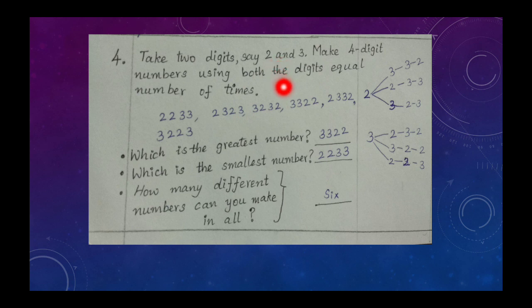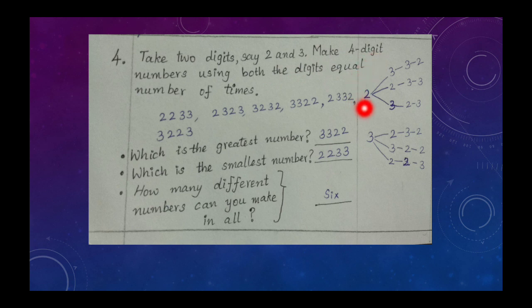Another condition is each digit should be used an equal number of times. If you use 2 only once, 3 also should be used only once. If you use 2 two times, then 3 also should be used 2 times. If you use 2 three times, then you should use 3 also 3 times. But we have only one chance, writing 2 two times and 3 two times, to make 4-digit numbers. Okay, let us make the numbers.